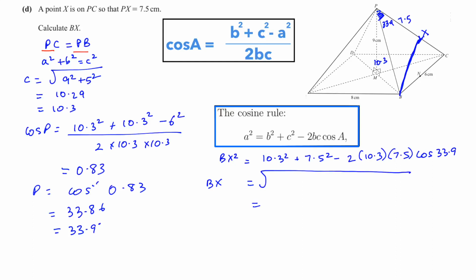and you will put here 10.3 squared. You can put in the calculator everything together. It's much easier. Cos 33.9, and this will give us 5.839, and we'll round it to 2 decimal places, 5.84 centimeter. That is our BX.